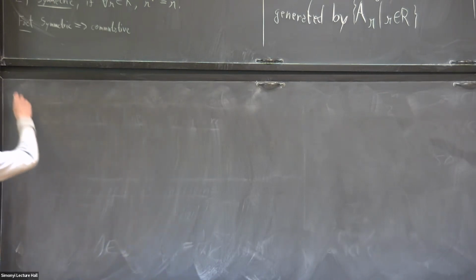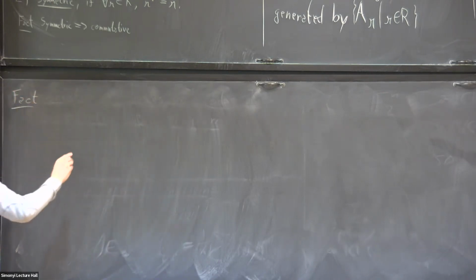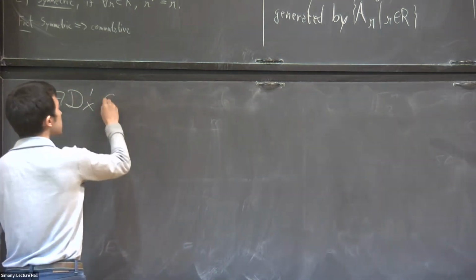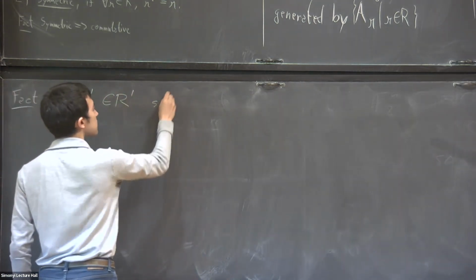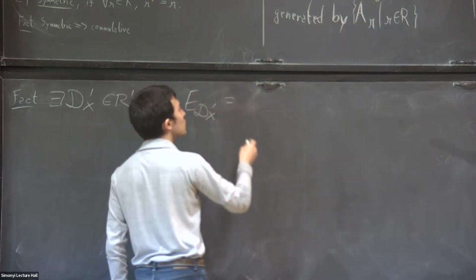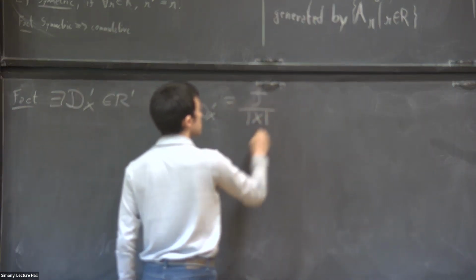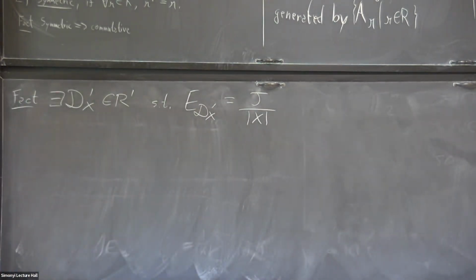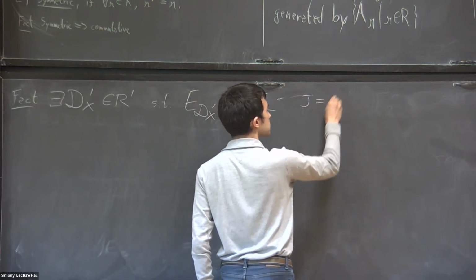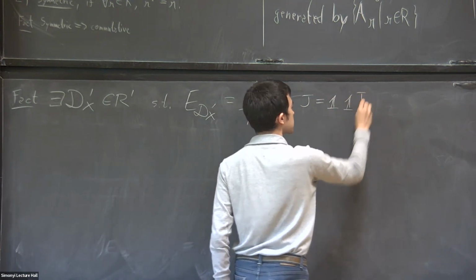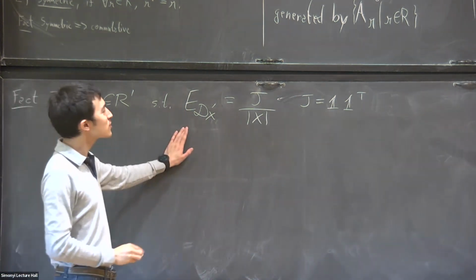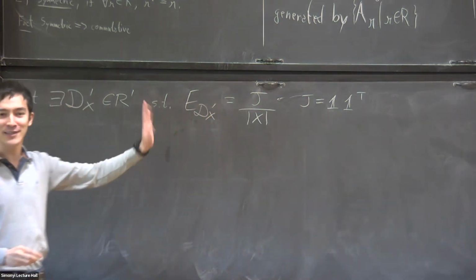So first, here's a random fact, which I will not prove: there exists a dual diagonal such that if you compute the D matrix, the E of this dual diagonal, you get exactly the J matrix over X. Okay. What is the J matrix? J is the all ones matrix. Okay. When there is a dual scheme, this is actually the dual, the one that needs to be mapped to the diagonal.